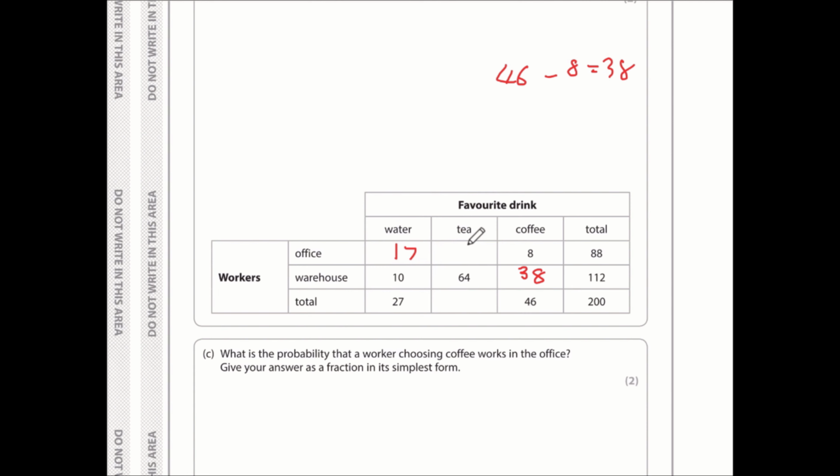So now we can work out tea in the office. We know the total comes to 88, and we have already dealt with 17 plus 8, which is 25.